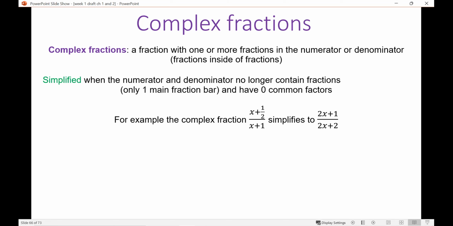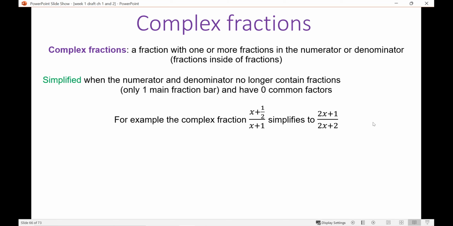So for example, the complex fraction, x plus 1/2, all divided by x plus 1, simplifies to 2x plus 1 over 2x plus 2. And I will show you how we do this. But just notice that that first fraction is complex because there's a fraction inside of a fraction, and that second fraction is simplified because it does not contain interior fractions.